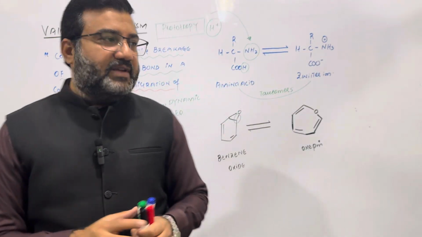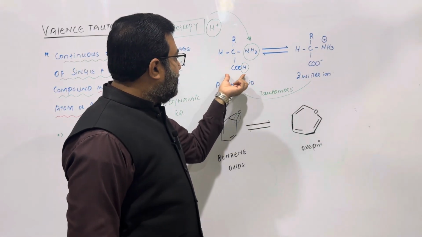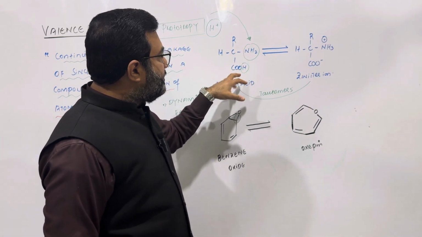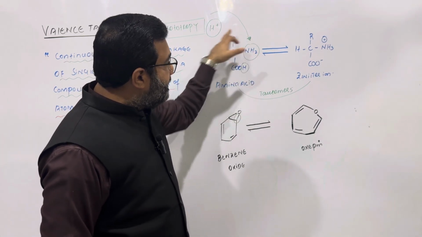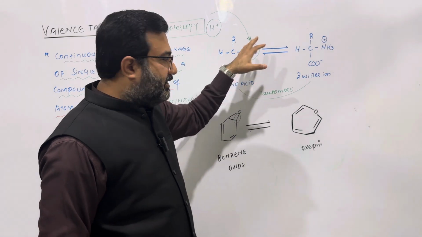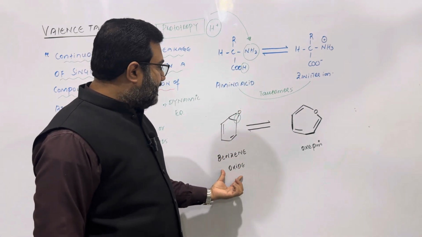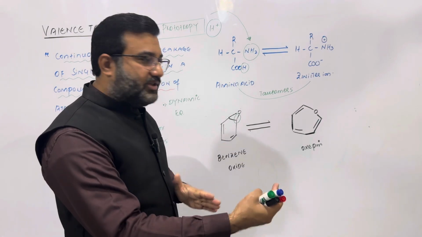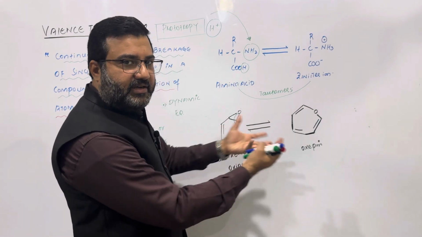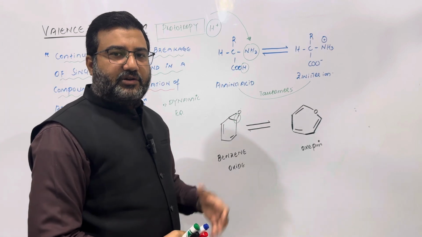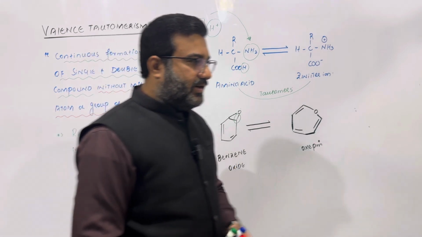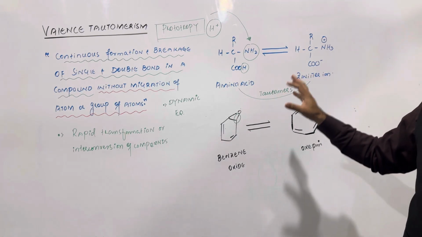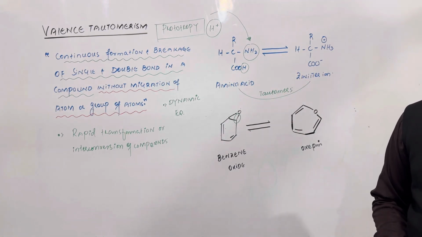So prototropism is the movement of hydrogen from one part of the compound to the other part of the compound, and this relocation of the hydrogen atom has taken place within this compound. But while in valence tautomerism, no hydrogen atom or group of atoms moves from one portion to the other portion, rather the bonds are relocated and the second tautomer arises. So this is the difference between the prototropism and valence tautomerism.